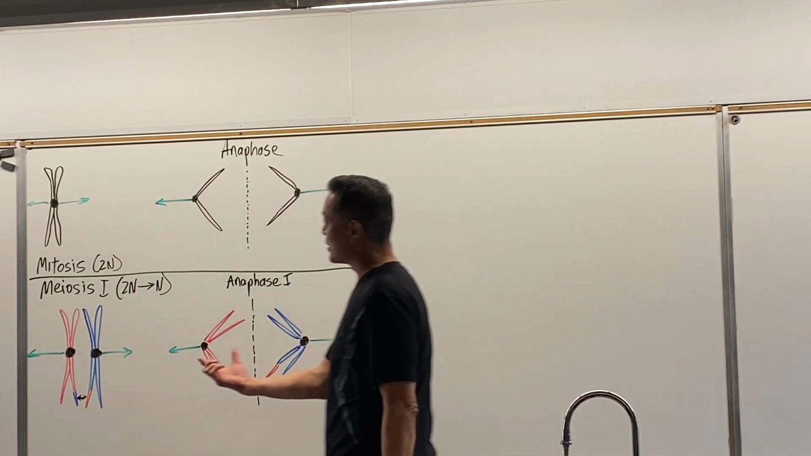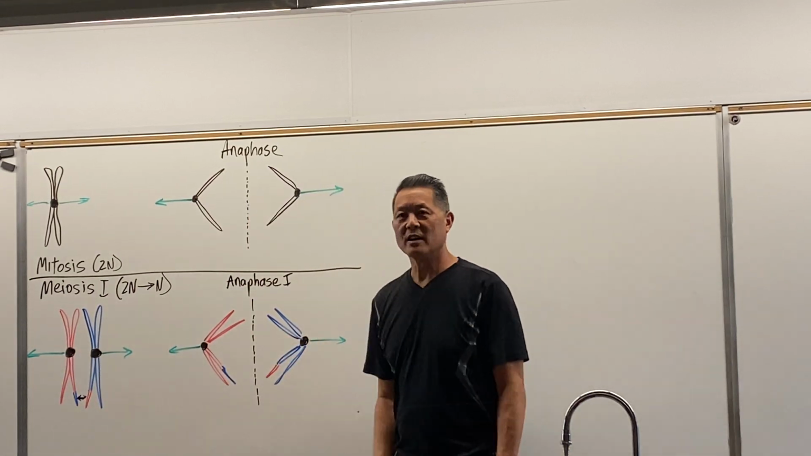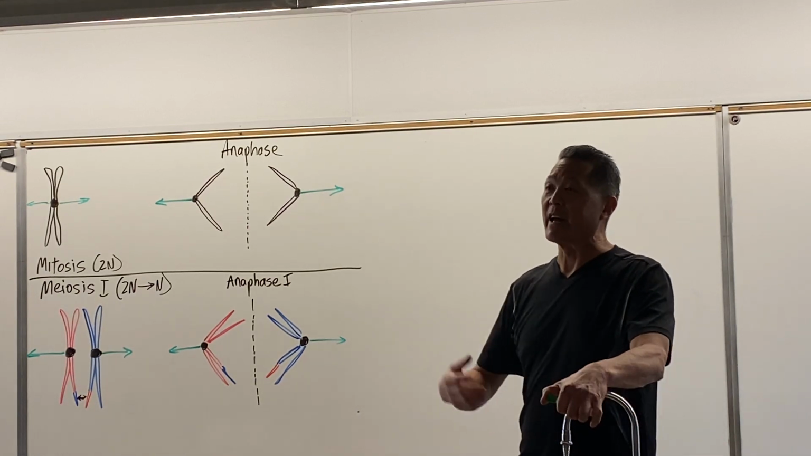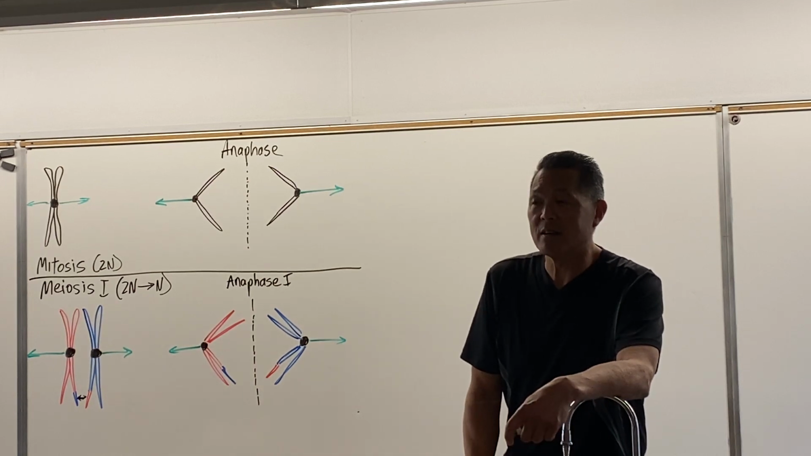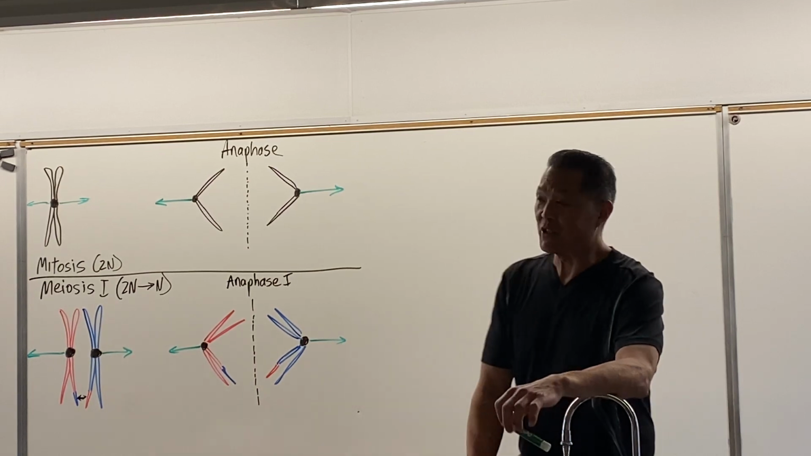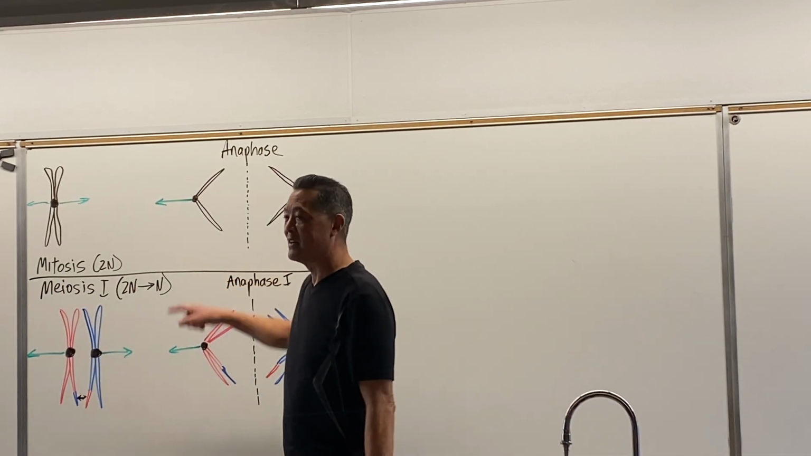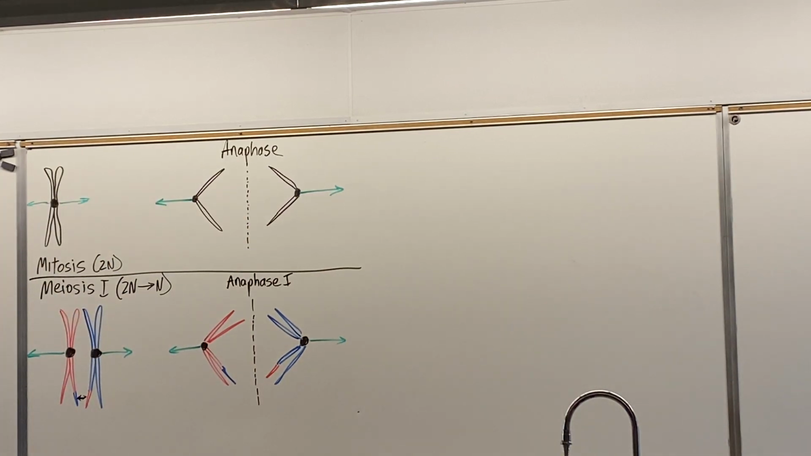How many chromosomes do you see here? 2. How many chromosomes do you see here? 2. There was never any doubling in anaphase one, and you don't want it to double because you want to cut it in half. This is the reduction division. You want to go from 46 to 23. And the way you do that is you don't split centromeres. Centromeres do not split. The entire X moves toward either pole.